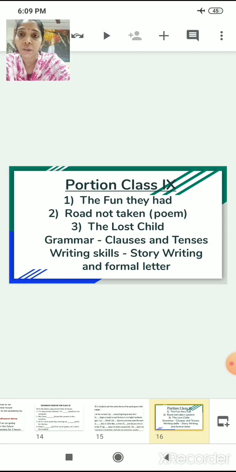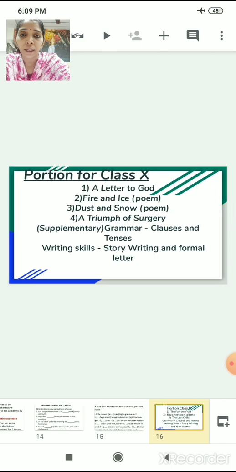Don't expect that there will be an option and I will prepare only for story writing or only for formal letter. Alright. The textual content, please read the textbook thoroughly because any question will be asked from your textbook. All the questions for your exams, the examination paper will be based on MCQ. Okay. So, this is for class 9.